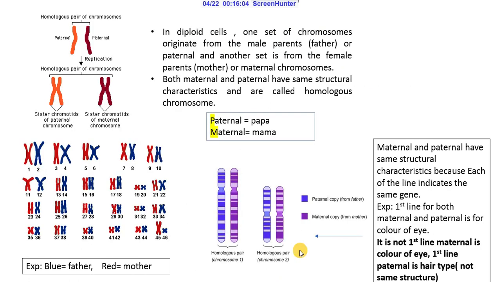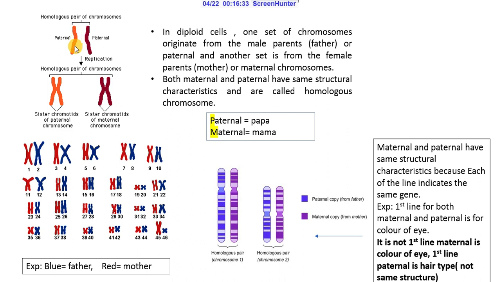So in a diploid cell, one set of chromosomes originates from the male, or the father, the paternal, and another set is from the female, or the mother, the maternal chromosome. So if you can see here, one is from the paternal, or papa, so we know it's from the father. Maternal, M, stands for mama, so you know it is from the mother.